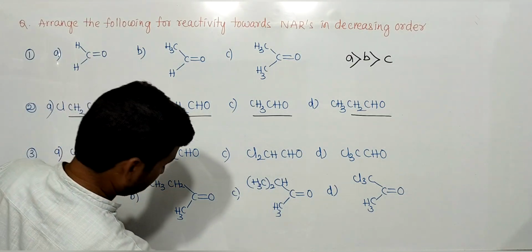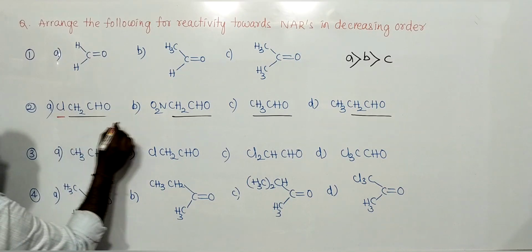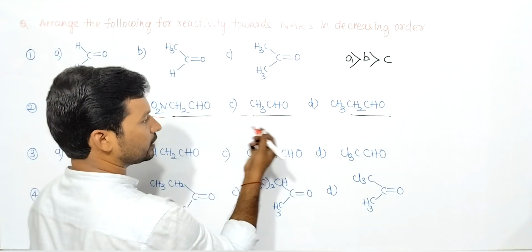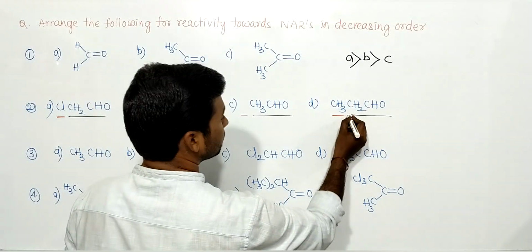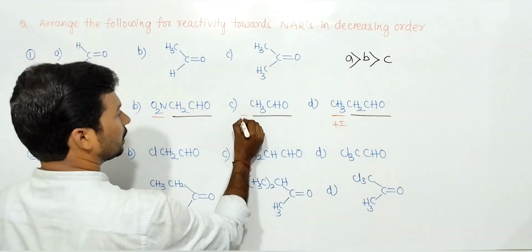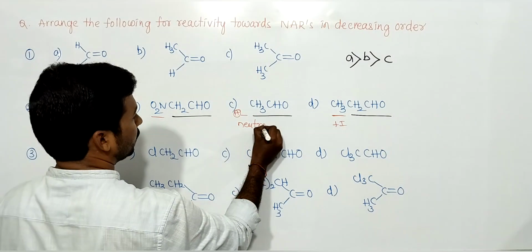What is present here? Here this is chloro, here a nitro group is there, and here hydrogen is there. Hydrogen is neutral. Here CH3, so CH3 is which effect? Plus I effect. Hydrogen is neutral.